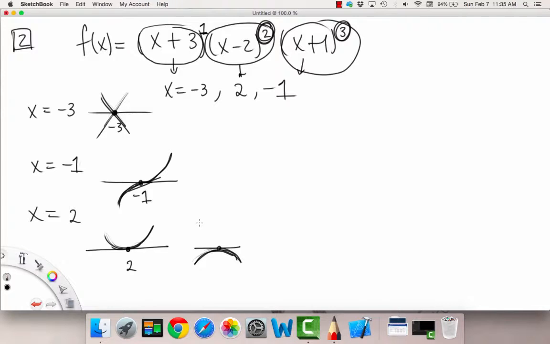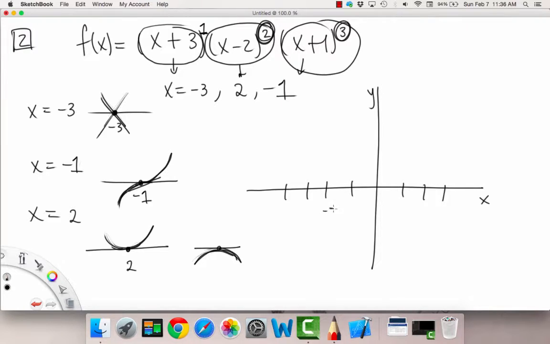So let's put everything together on one graph. Here's our x and here's our y. Let's say this is negative 1, negative 2, negative 3, negative 4, and 1, 2, 3 on the positive side. Let's graph our roots for now, our zeros. There's a zero where it passes the x-axis at negative 3, negative 1, and positive 2.